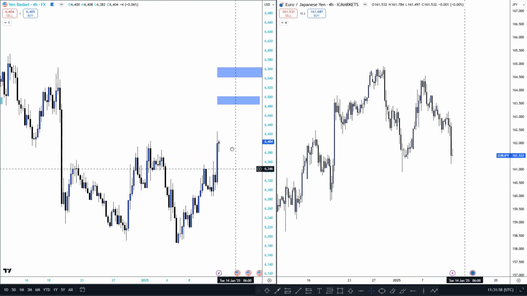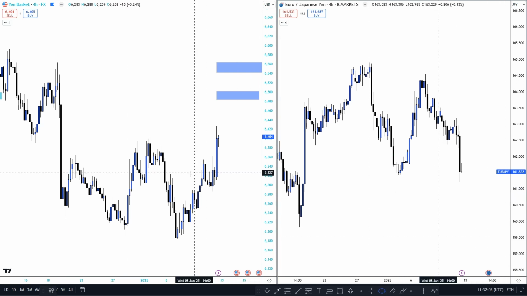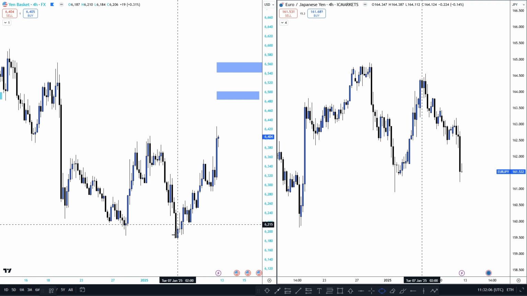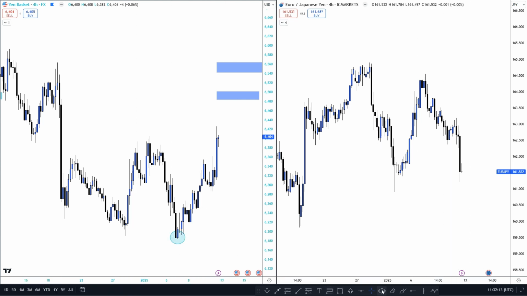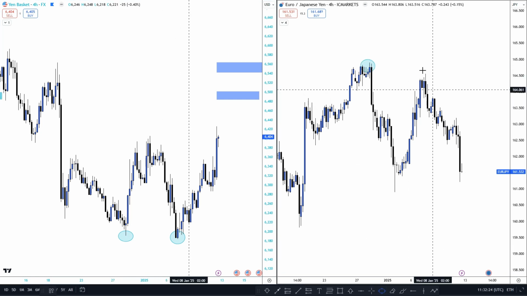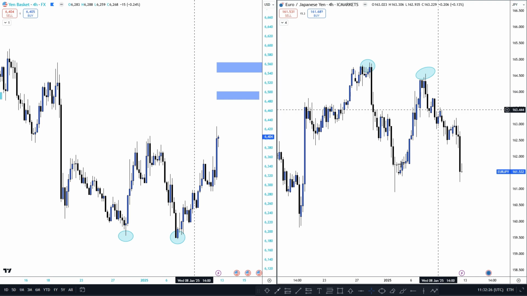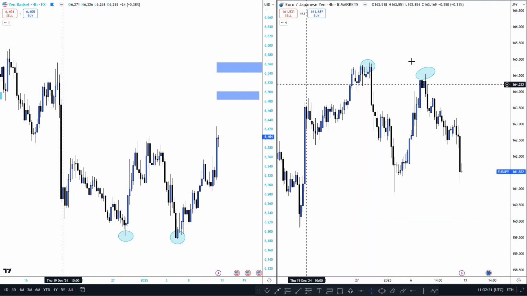So first of all, let me just zoom in and let's have a look at what's going on within the market. So as you can see recently, on the left hand side of the screen, there has been a push from here on the yen basket, which was actually a double bottom. So if we just look at the double bottom on the yen basket, then what happened on the right hand side with the euro yen? You can see we had a high and then we also had another high here. So when the yen basket double bottomed, so did the euro yen.